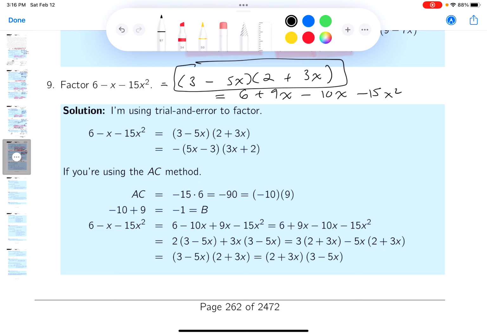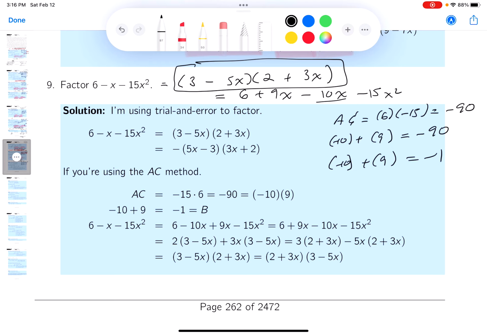Right, let's use the AC rule. And what's the AC rule? Well, it really doesn't look that bad because the numbers aren't that big. AC: 6 times minus 15. Well, that's not a huge number. That's just minus 90. That's pretty easy. So I've got to find 2 numbers that multiply to minus 90, but add up to minus 1, the coefficient on the x. That's super simple. What are the 2 numbers going to be? Minus 10 and 9.